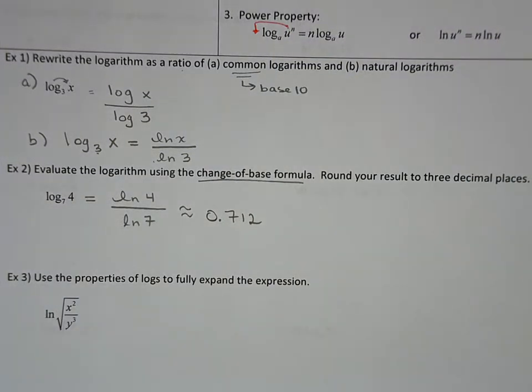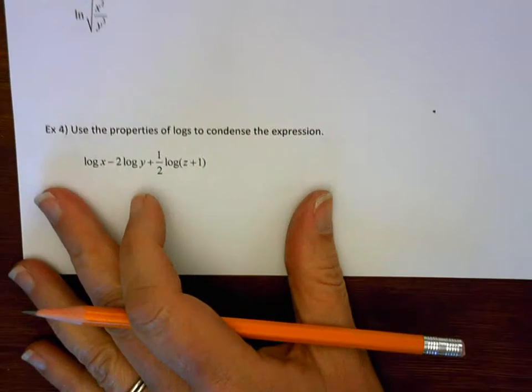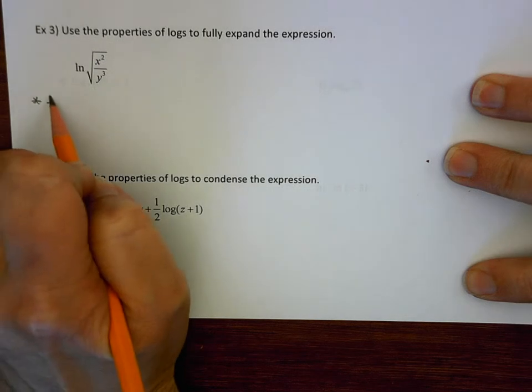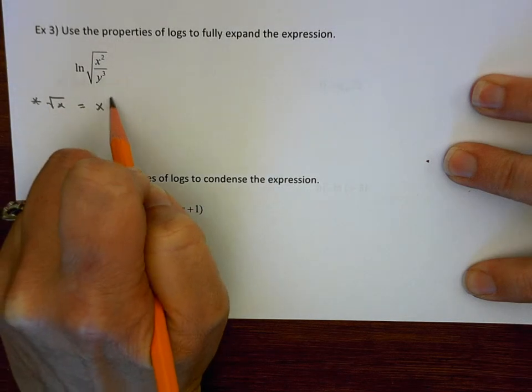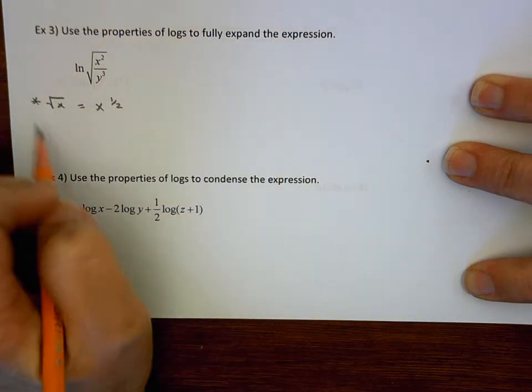Okay, so for this one right here, we want to use our properties of logs to fully expand the expression. The properties of logs are the same thing: if I'm multiplying, I want to convert to addition; if I'm dividing, into subtraction; and any power I have would become a coefficient. So just as a little reminder on this example here, if we have a square root of something, that's equal to x to the 1/2, just so that we remember that, just to help us out.